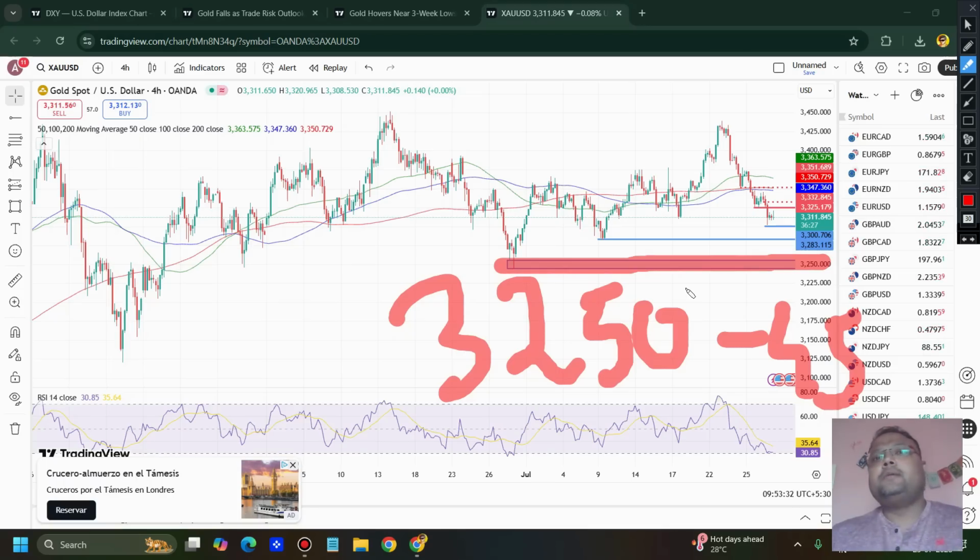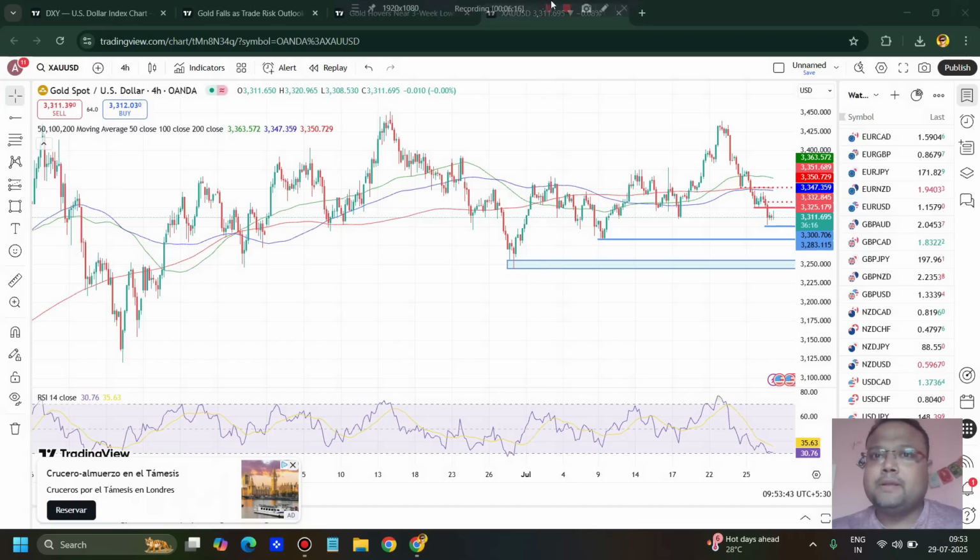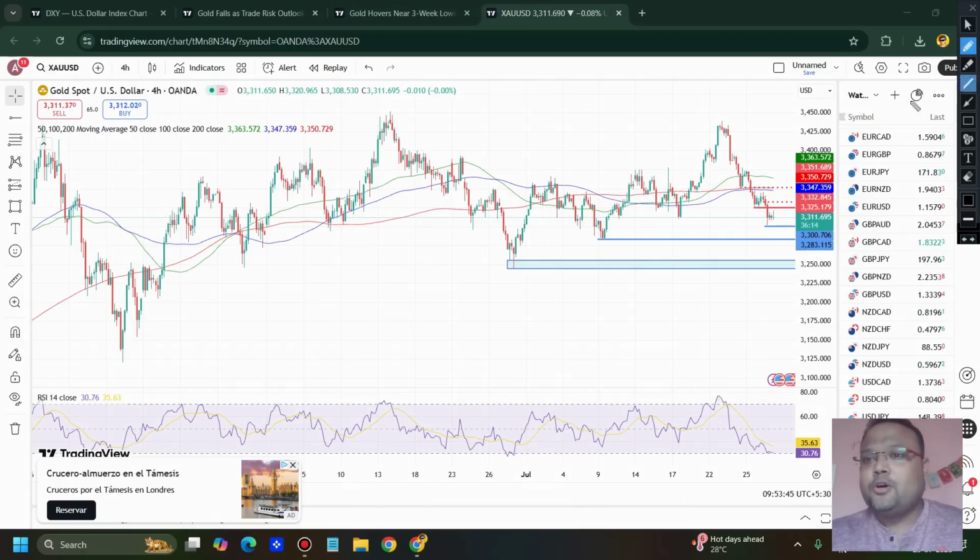So if you are a swing trader, position trader looking for a very good trade, then this can be a good level to go for a buy position if market takes support. 3250, 3245, but chances of market going to the level are not very high.